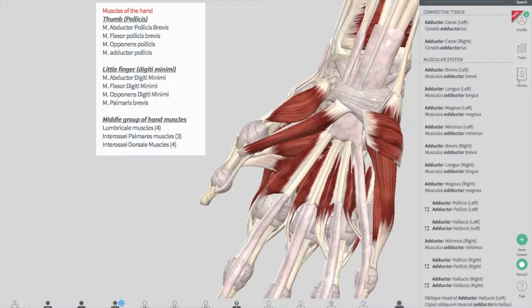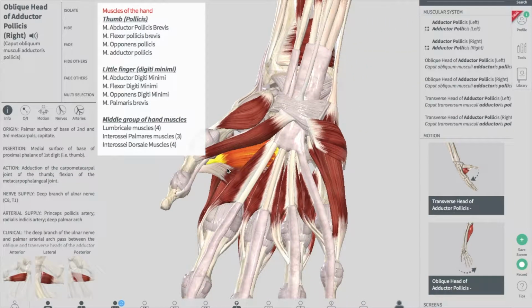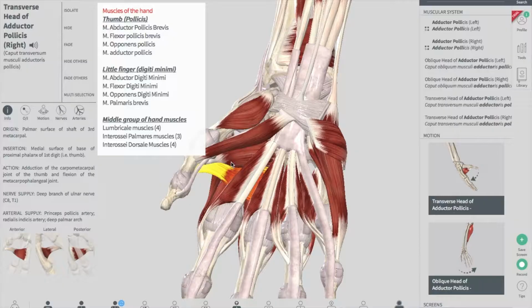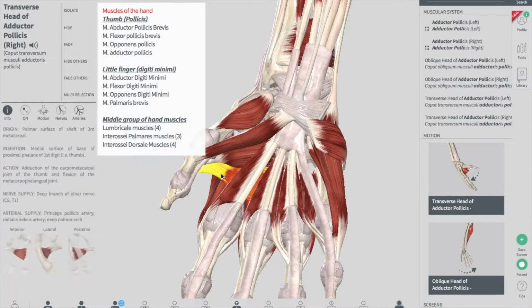Adductor pollicis is here. That one. It has 2 heads. It has an oblique head and a transverse head. The oblique head sits on the os capitatum. It's a bone on the wrist, and the transverse head sits on the third metacarpal bone. And they both have a common insertion point, which is going to be the phalanges proximalis of the thumb.